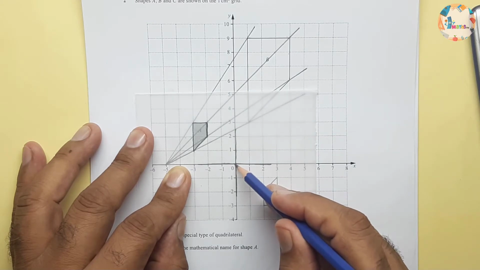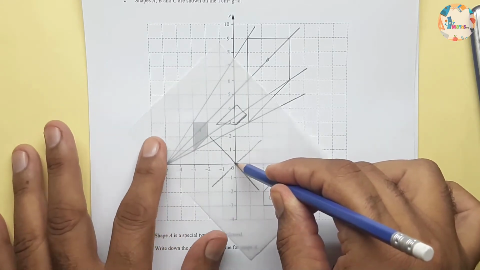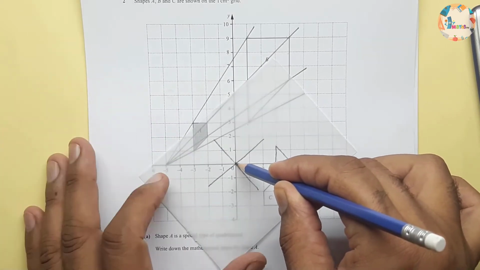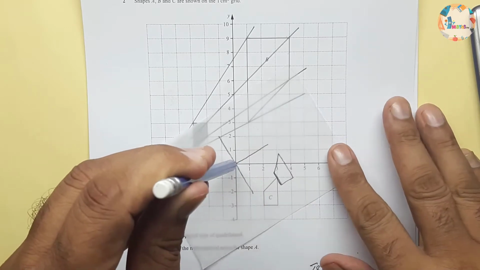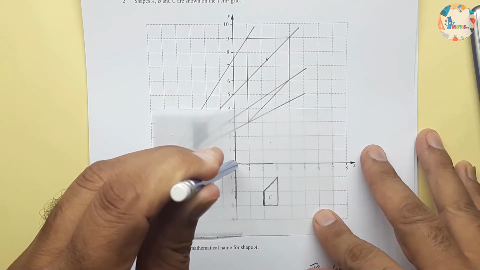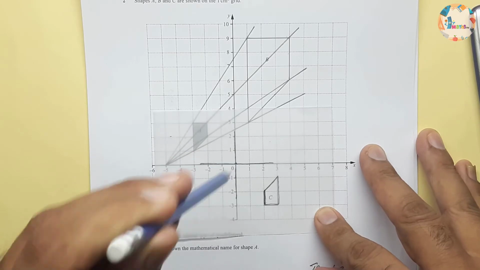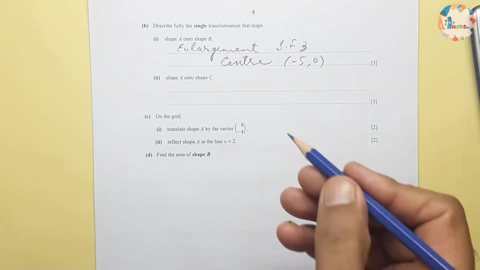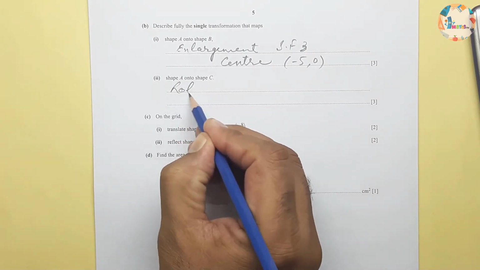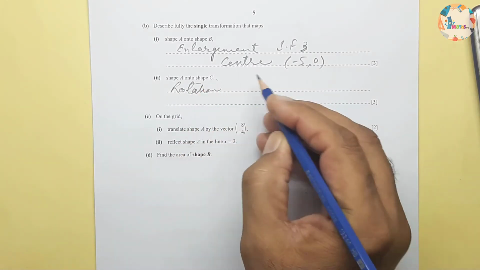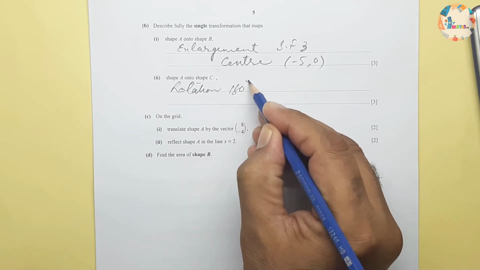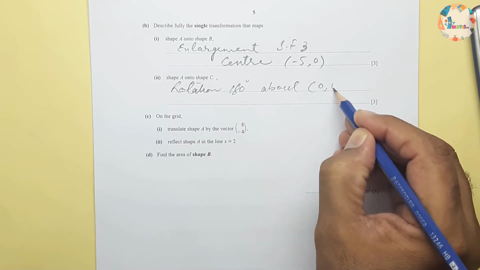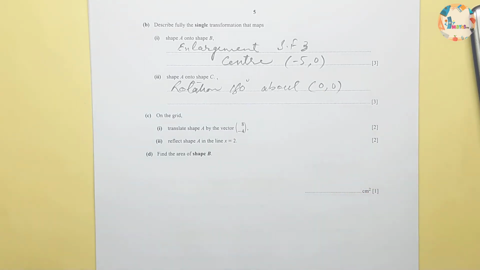So this will be from here. If we start, up to this one will be 90 degree, and further rotation this will be 180 degree over here, and it is fitting at 180 degree. So we can write here its rotation 180 degree about the center. So rotation 180 degree about origin 0, 0.